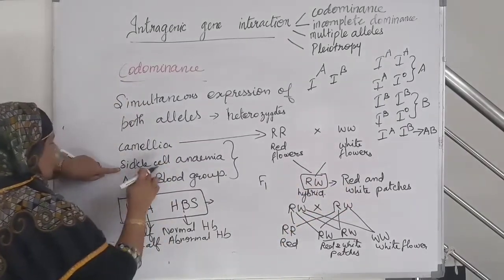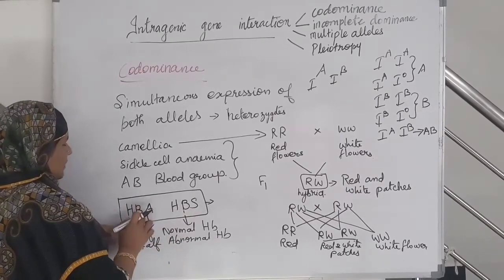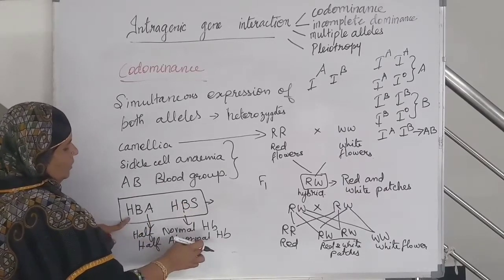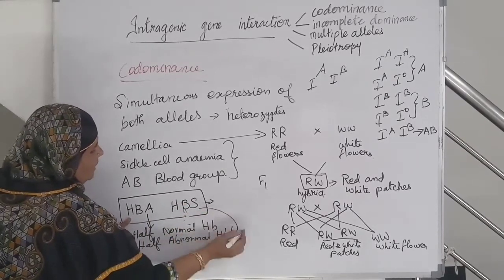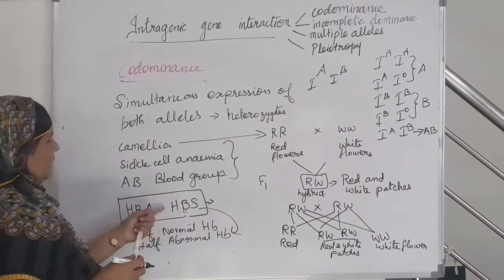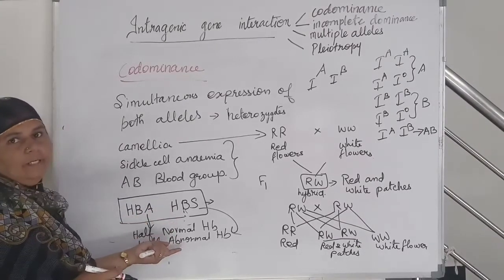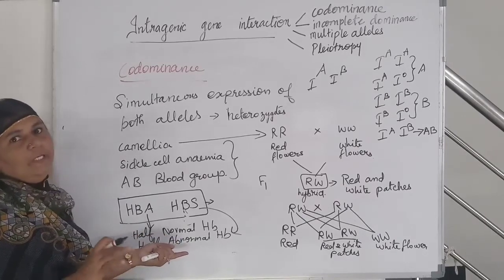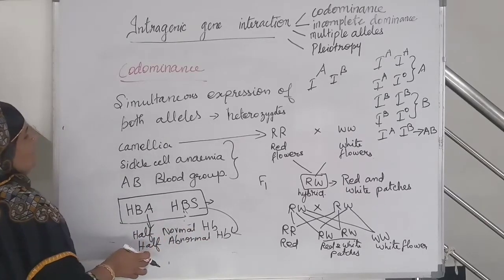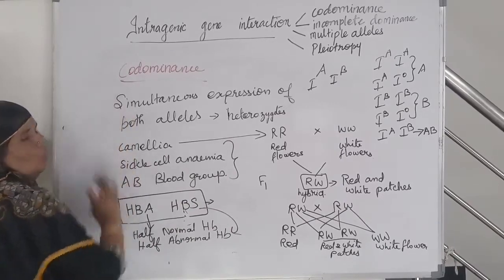And sickle cell anemia also, I told you, HbA, HbS. HbA is responsible for the normal hemoglobin, HbS for the abnormal hemoglobin. Both the characters are expressed here. Even though they are affected, half of the hemoglobin will be normal and half will be abnormal, they are the carriers. They will not be completely affected because half of the normal hemoglobin is present. This is the best example for sickle cell anemia. So, three examples I explained clearly for codominance.